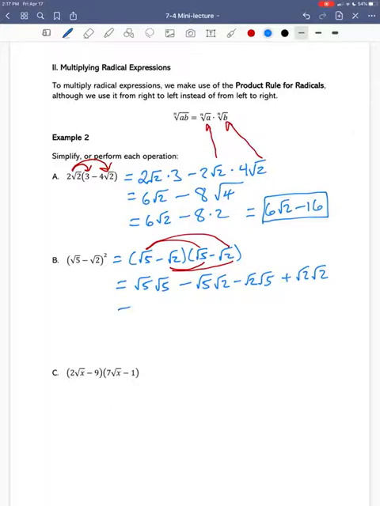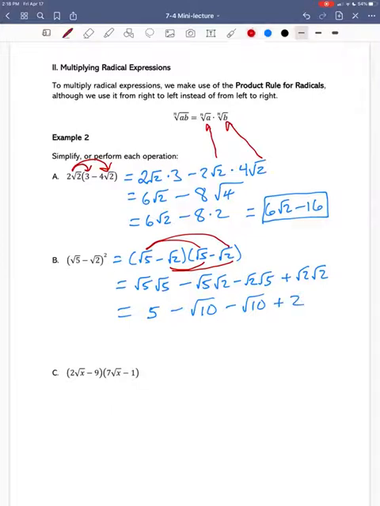You could have done some of this in your head. I could have just said square root of 5 times square root of 5 is 5 at the very beginning, right? I could have just looked at these two. Square root of 5 times square root of 5 is 5. And then square root of 5 times square root of 2 is going to be square root of 10. So I could have just gone right to this line. Square root of 2 times square root of 2 is 2.